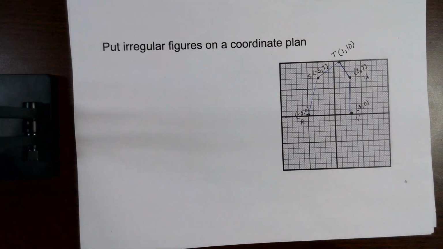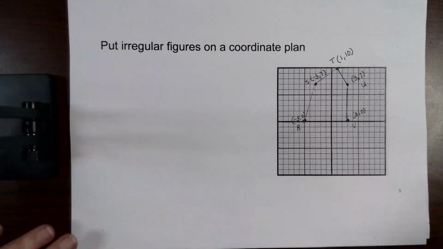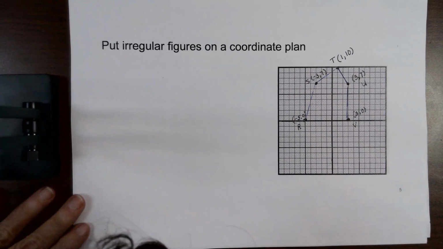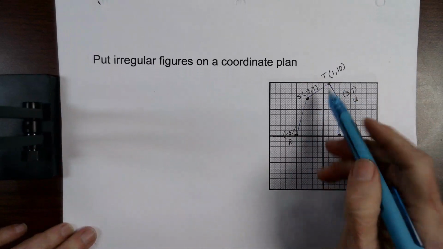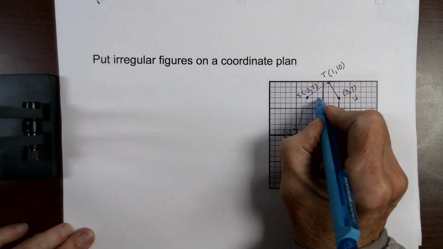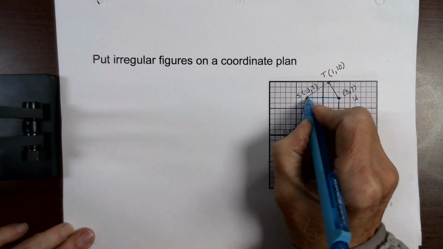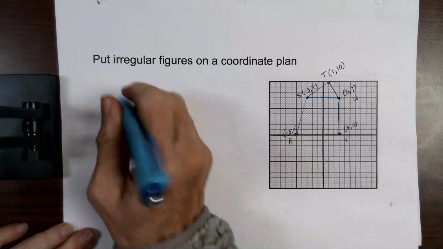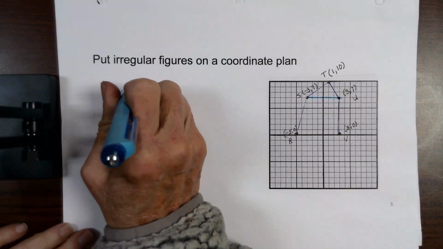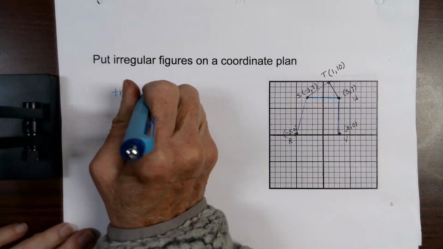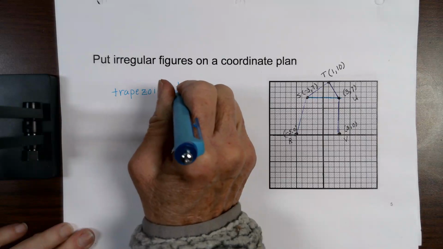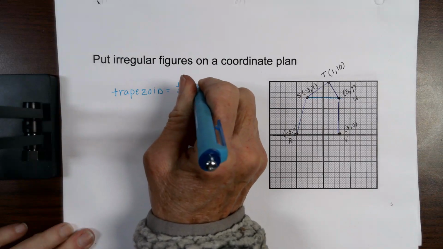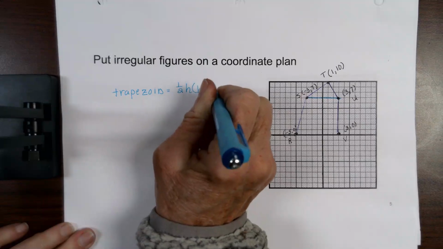Then you're going to put this on coordinate planes. Hoping that this color will show up here. So when I look at this, I would separate it into two shapes. This bottom part is a trapezoid, okay? Now remember, the area of the trapezoid is 1/2 the height, and then you add the two bases together.